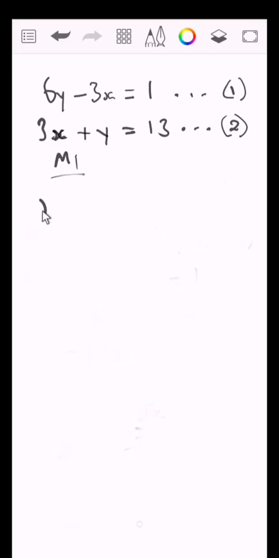We calculated x and it gave us 11 over 3. We now need to find out what y is going to be. So let us substitute.